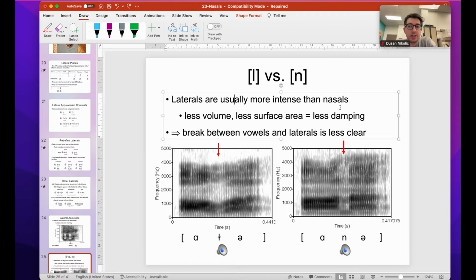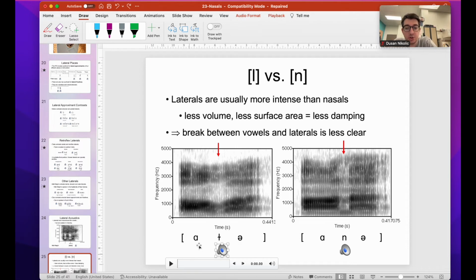Laterals are usually more intense than nasals. That's one thing to notice. They have less volume and less surface area, less damping. Because of this less volume, because air does not go through your nose, and less surface area, there's less damping. There is a break between vowels and laterals, and this break is less clear. It's much clearer for n. That's how we can distinguish these.